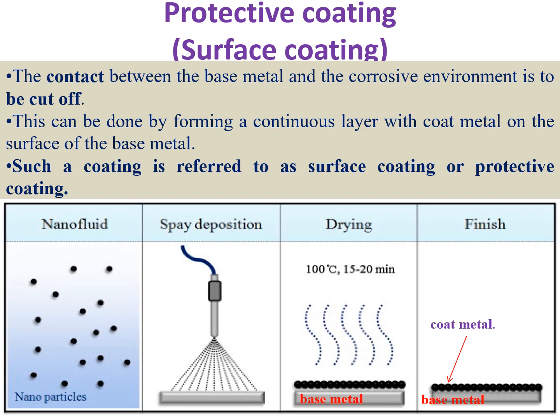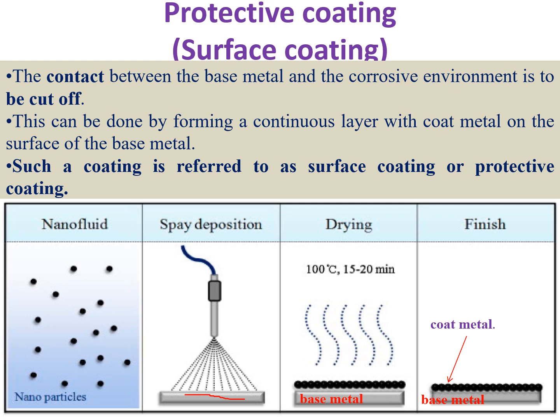We have different methods to make a surface coating. One of the advanced techniques is spraying of nanoparticles for surface coating. So these are the nanoparticles, and this is the base metal. We should protect this metal.